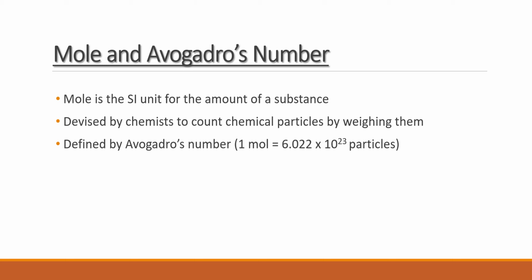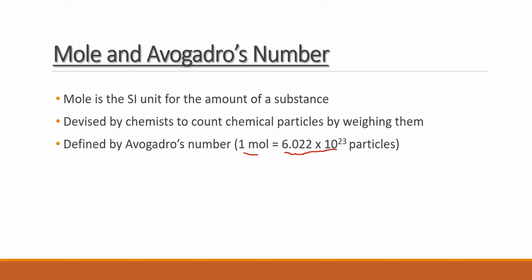Avogadro's number is 6.022 times 10 to the 23rd. So they define the mole by saying 1 mole is equal to 6.022 times 10 to the 23rd particles. Now, that word particles can stand for multiple entities. You can replace the word particles with atoms, or molecules, or formula units. So in that case, we can say that 1 mole of a substance is equal to 6.022 times 10 to the 23rd atoms, for instance.